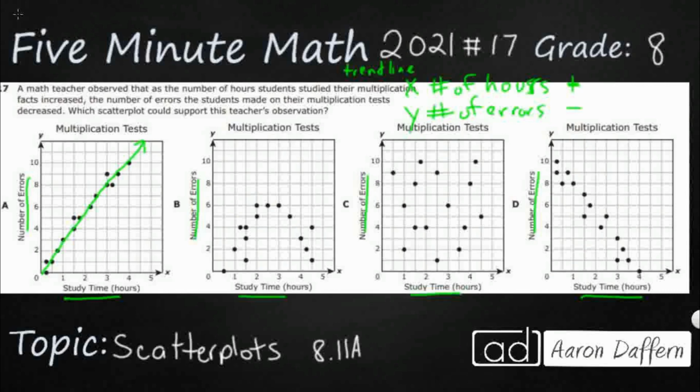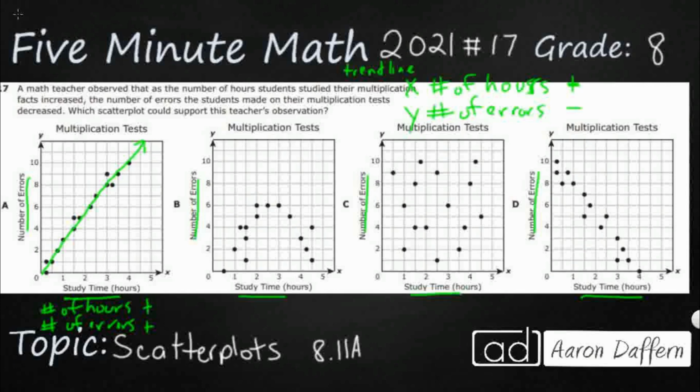We could draw a line that connects most of this data or falls in between this data right here. Okay, so it kind of starts at 0. As the number of hours increases, as it goes from 0 to 5, look what happens to the number of errors. Unfortunately, the number of errors also increases, doesn't it? So the more you study, the worse you do. The more you study, the more mistakes you make. That doesn't make any sense. So it's not going to be A, but there definitely is a trend there.